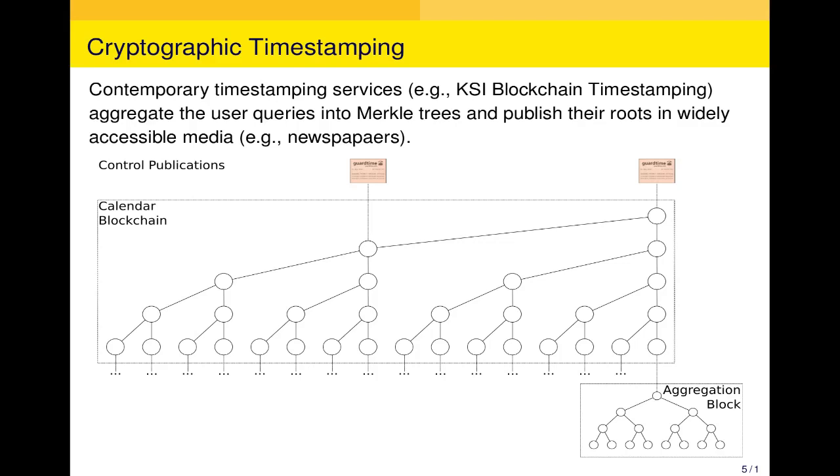During a timestamping round, the queries of users are aggregated into a Merkle tree, and the root of the resulting tree represents an accumulator of all the elements which were timestamped at that round. The proofs of inclusion into the accumulator are distributed back to the users. Later, aggregation blocks corresponding to different rounds are also combined together into an ever-growing binary tree, which is here called a calendar blockchain. Finally, to tie timestamps to real physical time, the current root of the calendar blockchain is published in widely accessible media like newspapers.